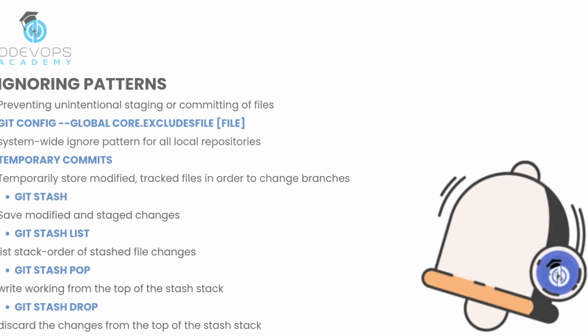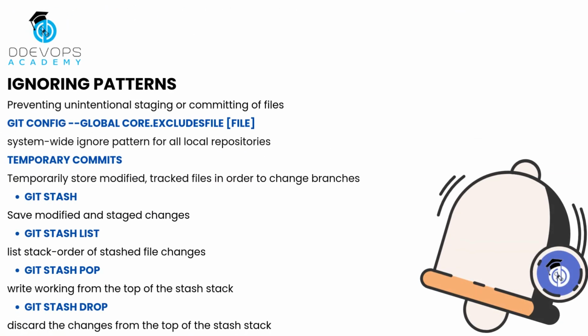In Git, you can prevent accidental commits by setting global ignore patterns using git config --global core.excludesfile. This keeps clutter out of your version history. For temporary changes, Git offers stash commands. Use git stash to save your work, switch branches safely, and return later. git stash list shows your saved changes. git stash pop restores the latest stash, and git stash drop discards it when no longer needed. These tools help you stay flexible while coding.